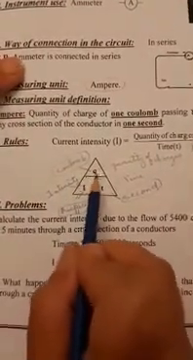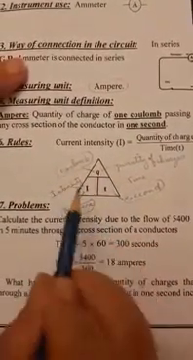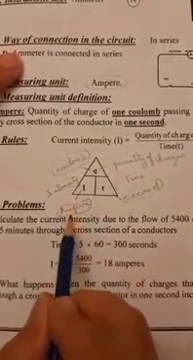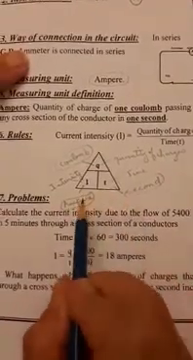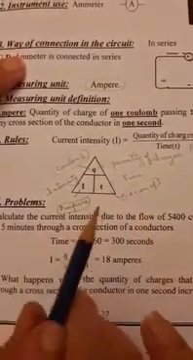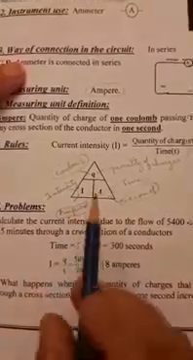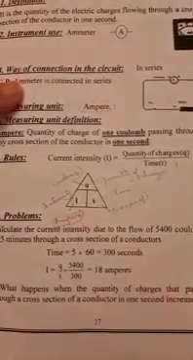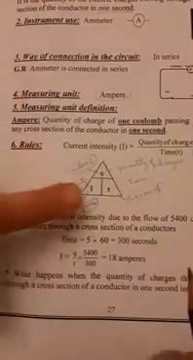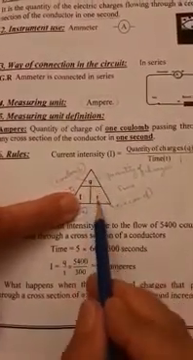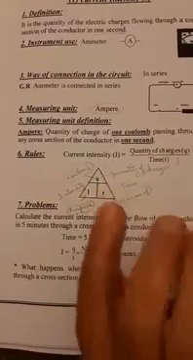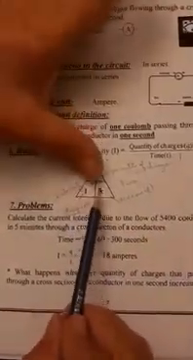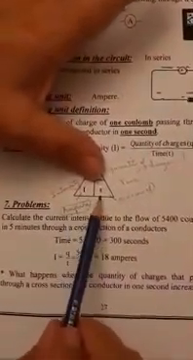The unit of Q, quantity of charges, is coulomb. The unit of intensity is ampere, and the unit of time is second. These units are agreed upon. We cannot change them. It's something that we learn. So if I want to find out, as a problem, the intensity, I will divide the quantity of charges by the time. If I want to find out the time, I will divide the quantity of charges by the intensity. If I want to find out the quantity of charges, I will multiply the intensity by the time.